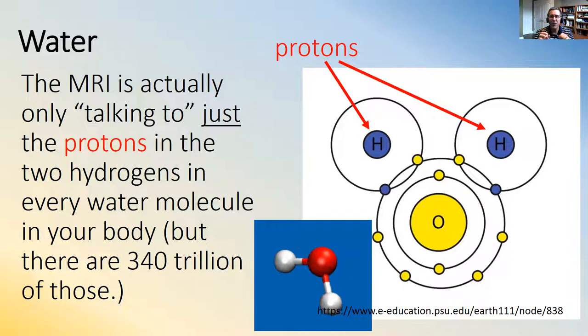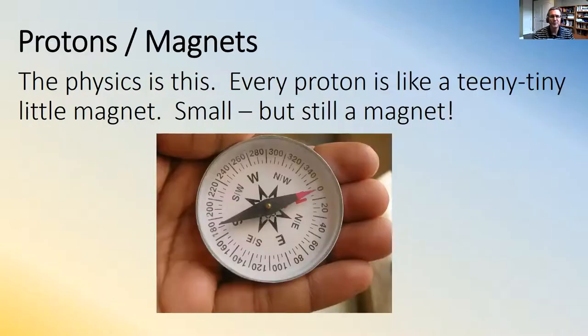But fundamental science is MRI, the action it's going to induce inside you, is speaking to the protons in the hydrogen atoms in the water molecules in your body. And that proton inside the hydrogen atom, inside the water molecule, is really, really, really tiny. But as you can see on the screen, there are 340 trillion of them in your body. So it's a small thing, but there's a lot of them. And when they all act together, we can actually use them to make some measurements inside your body. And that's what we're going to be doing. All right, so we're talking to the protons in the water molecule. You got that. That's all you need to know for that.